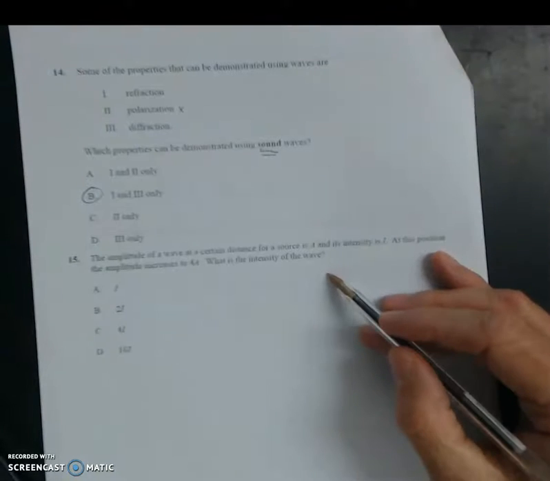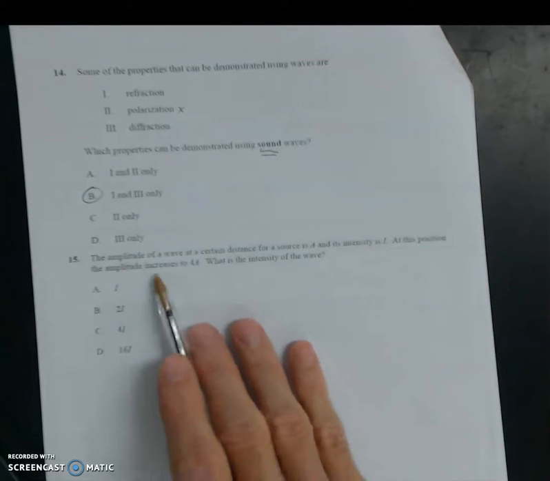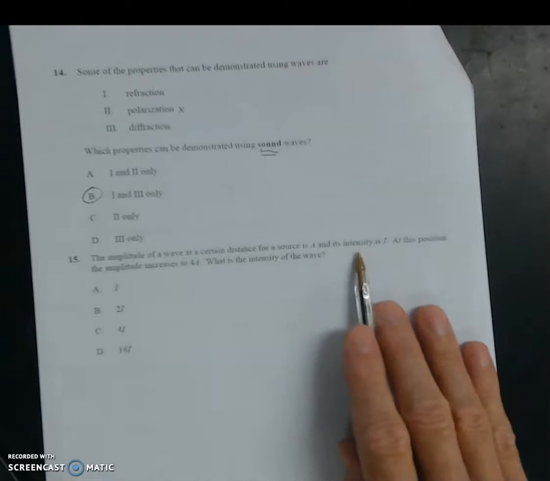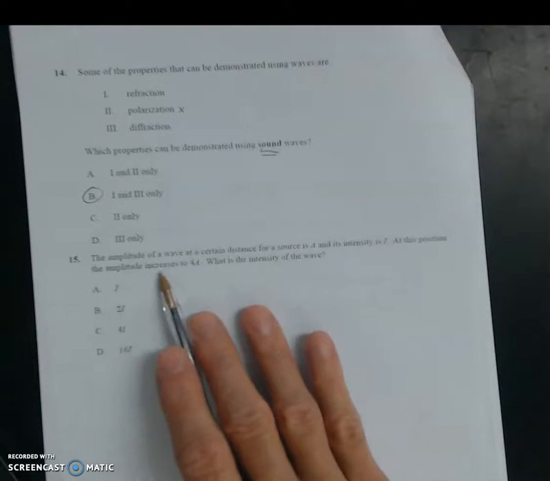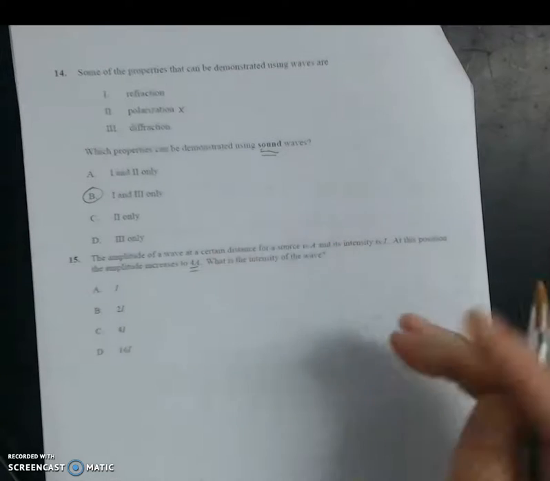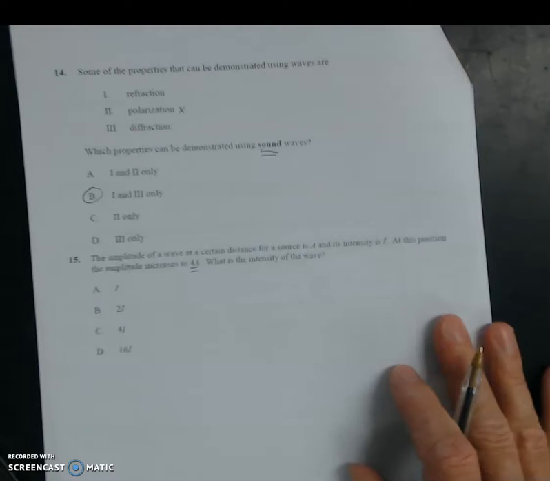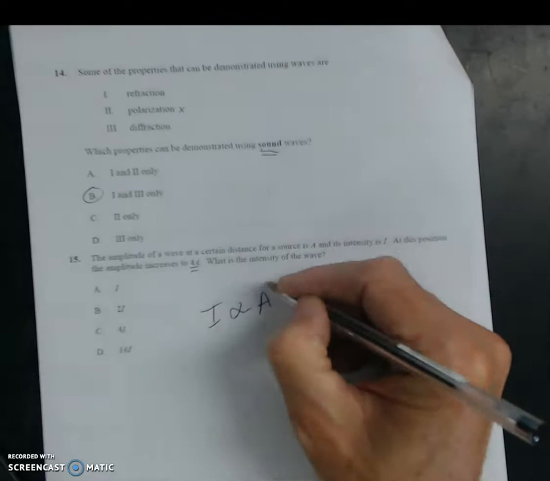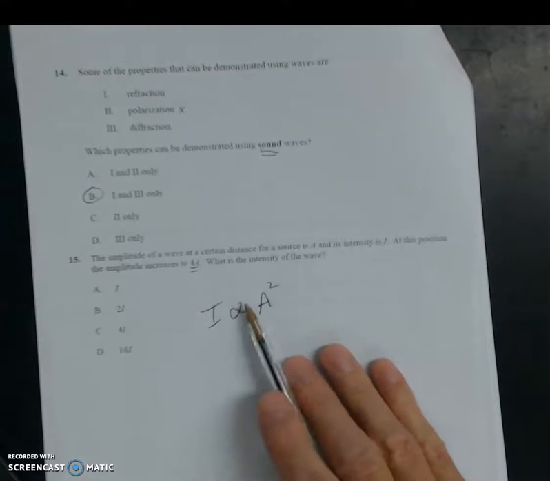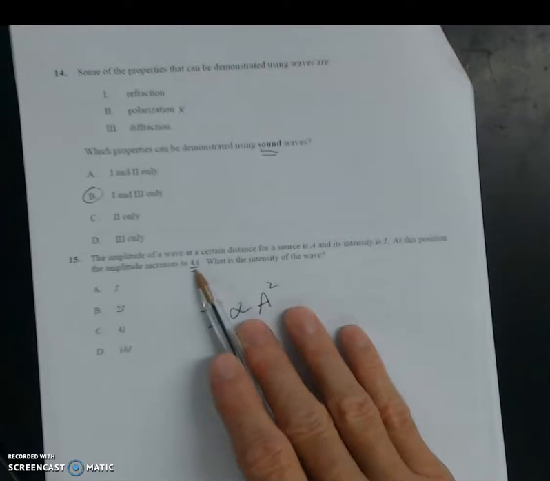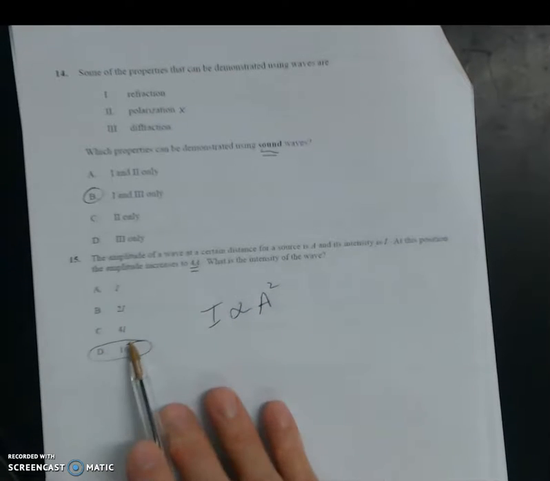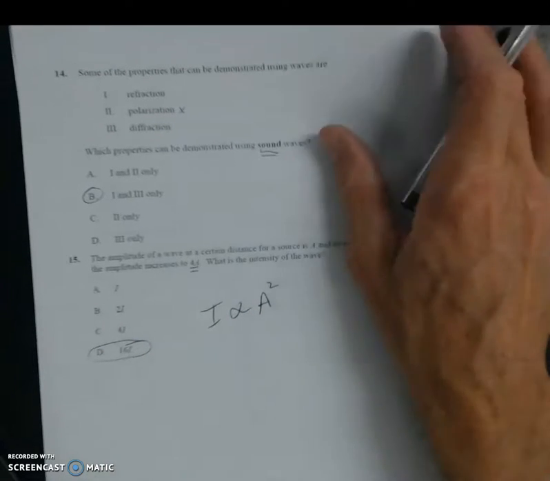Looking down to 15, we can see that the amplitude of a wave is given, and its intensity. The amplitude increases by 4a, so the intensity, since intensity is proportional to the amplitude squared, we can say with clarity that since the amplitude is 4 times bigger, that we get 16 times bigger for I. So D would be the answer to 15.